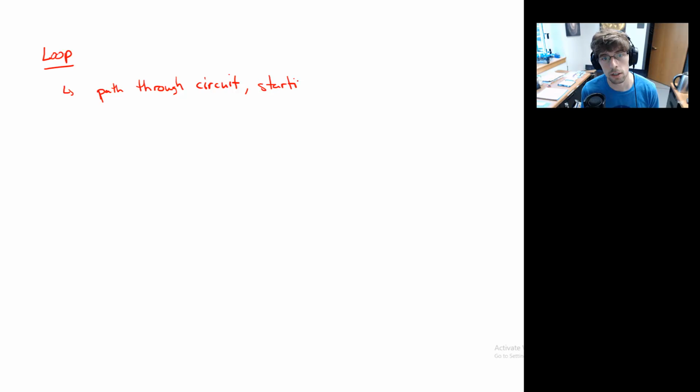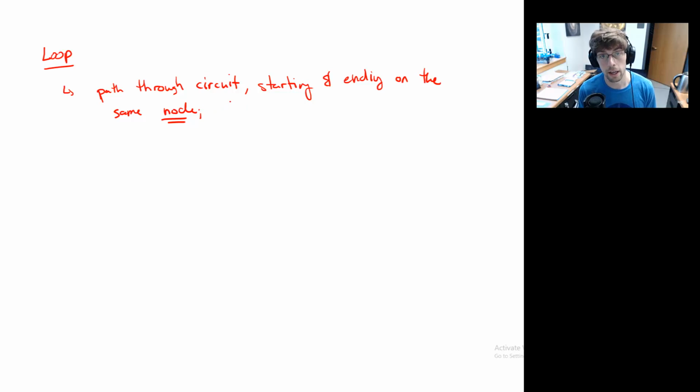terminology. Last one, and then we'll call it quits for the video. So the last term that I'm going to give you is what I call a loop. Now, a formal definition would be what we call a path through a circuit starting and ending on the same node.